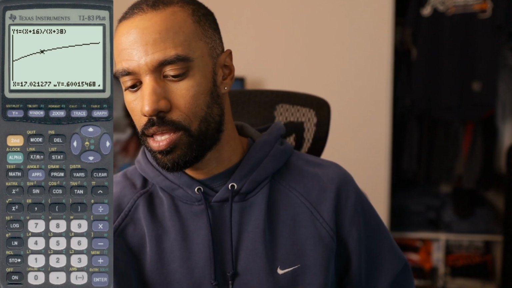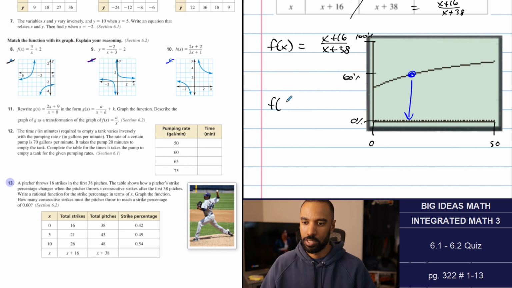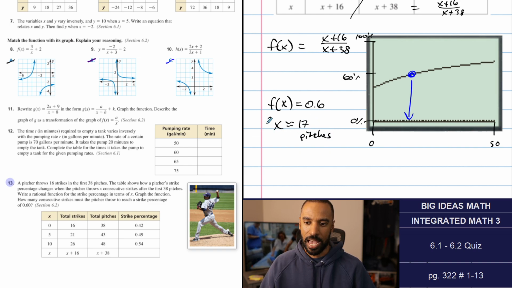So we go back to the graphing calculator. We can use the trace feature here, and we can find 0.6. Say best one's around there. It's around 17 pitches, honestly. So X is around 17. So for f of X equals 0.6, X is around 17 pitches. Now, is that exact? I have no idea.